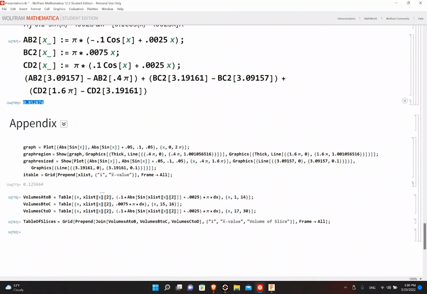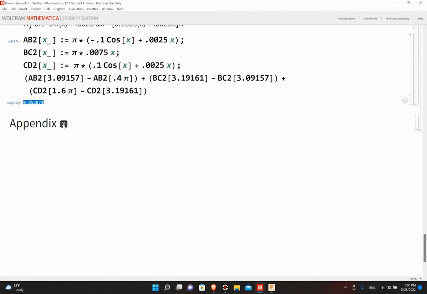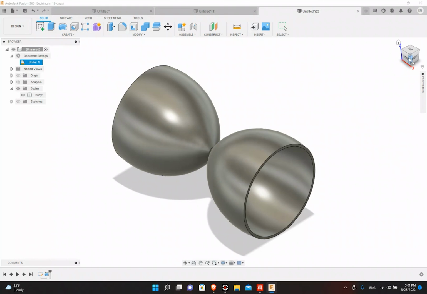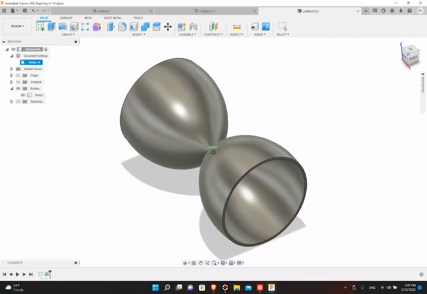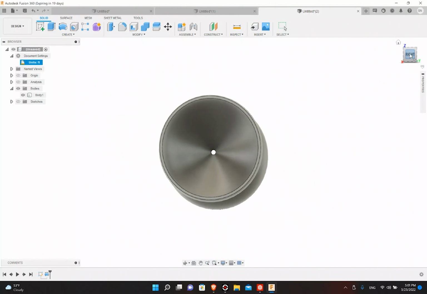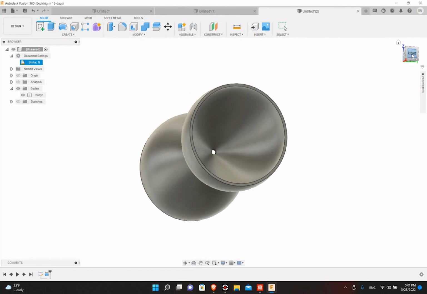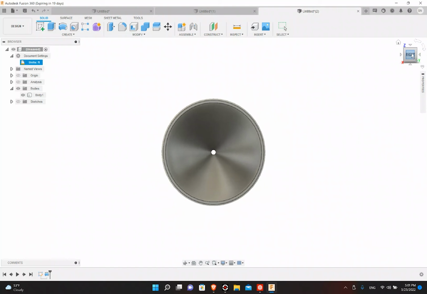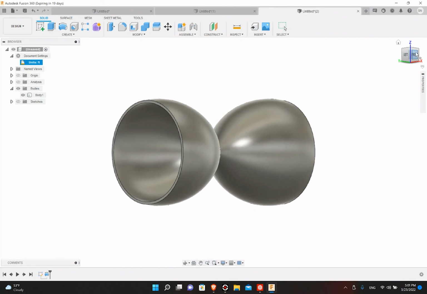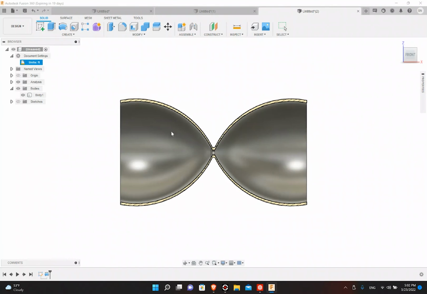This appendix just shows all the stuff I used to calculate those graphs and everything. And here we have a 3D model that I made on Fusion 360, which shows the entirety of the hourglass shape. Notice that that open part right here would not exist if we didn't have those constant functions. Here I'll show you what it looks like with a cross-section area.